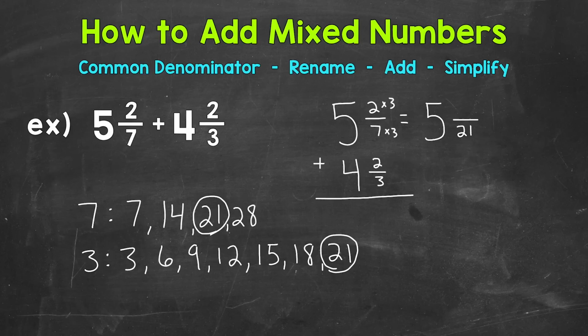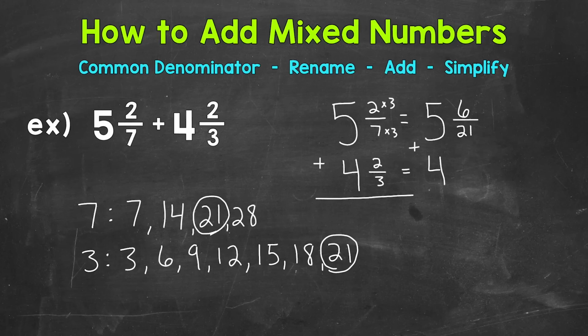2 times 3 is 6. So 6/21 is equivalent to 2/7. We're not changing the value of the problem at all. These are equivalent fractions. We're just renaming using that common denominator. Let's bring the addition sign over, and then we need to do 4 and 2/3.